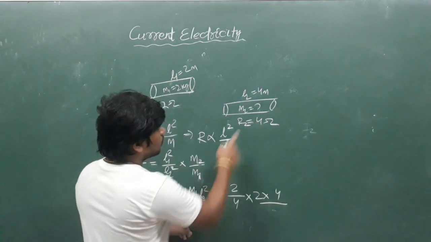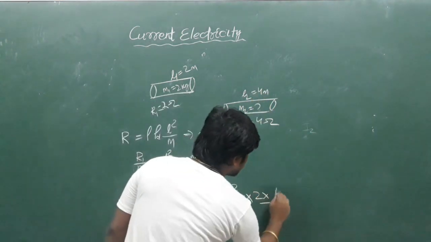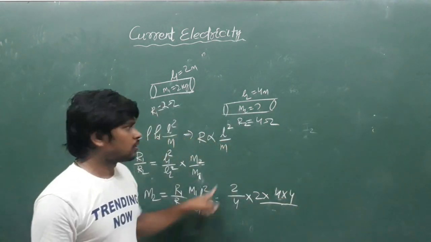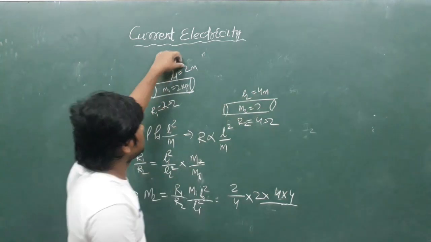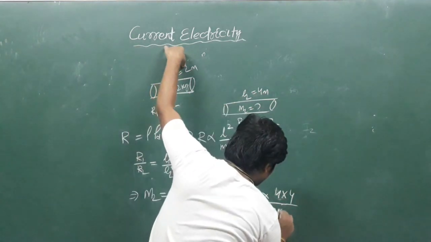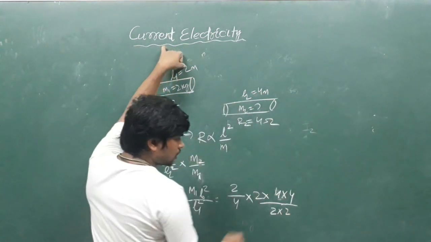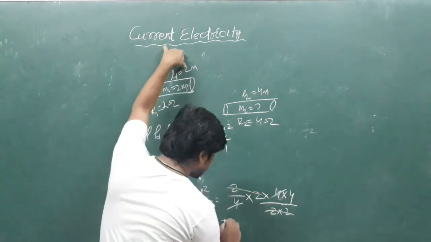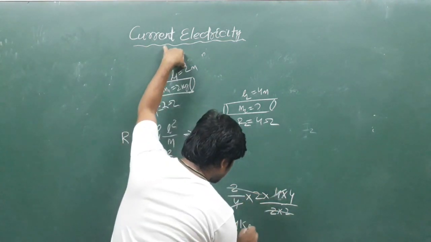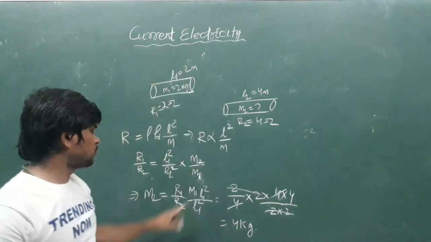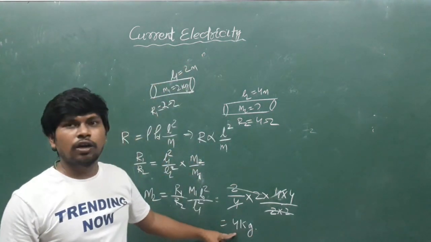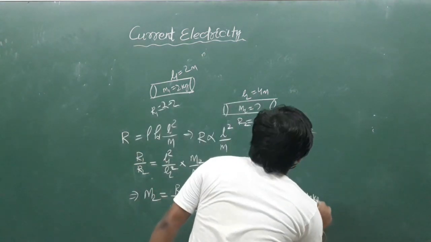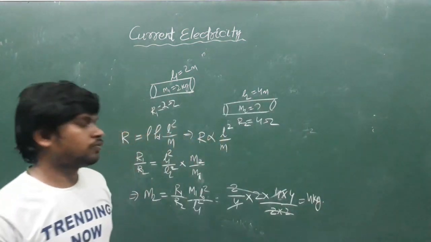L2 is 4, so L2 square is 4 square. L1 is 2, so 2 square, that is 2 into 2. The 2 into 2 cancels out. How much will it be? 4 kg. So the mass of the second conductor is 4 kg. Just remember this one.